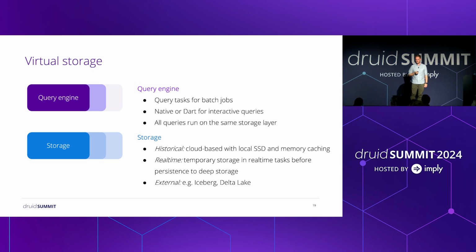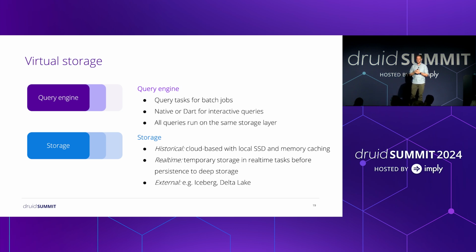So the idea here is, on the query engine, the storage layer, we have a variety of query engines. The native engine, we have 2 profiles of the multi-stage engine. Query tasks for batch jobs, native or Dart for interactive queries, and then all queries running on the same storage layer. So the idea is that you don't want to have a different storage layer for each query engine. That's a little bit too crazy. So all query engines running the same storage layer.